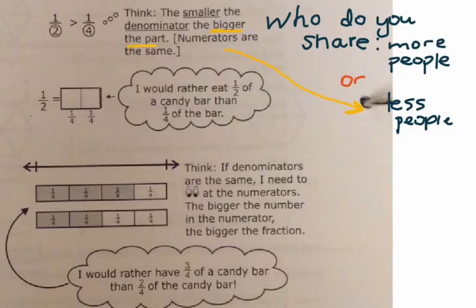These are the notes from last week. And again, it just states the same thing. If you look at the fractions 1/2 and 1/4, you want to ask yourself, the smaller the denominator, the bigger the part. The numerators, you notice, are both 1. So you always want to share with fewer people because then your pieces will be larger. So on the next part it says, I would rather eat 1/2 of a candy bar than 1/4 of the bar, because 1/4 is a lot less than 1/2.